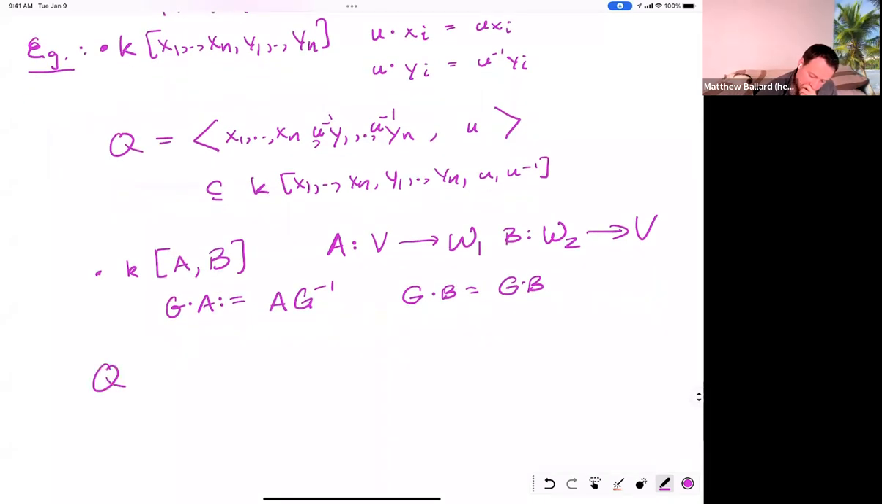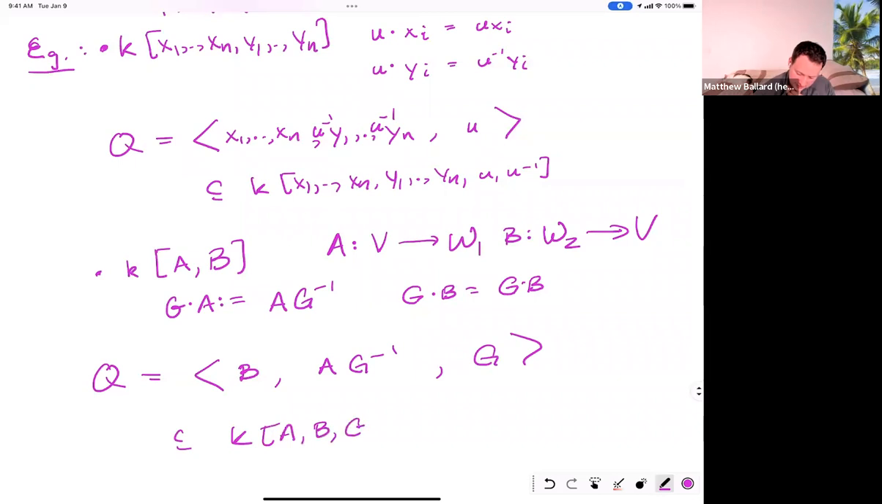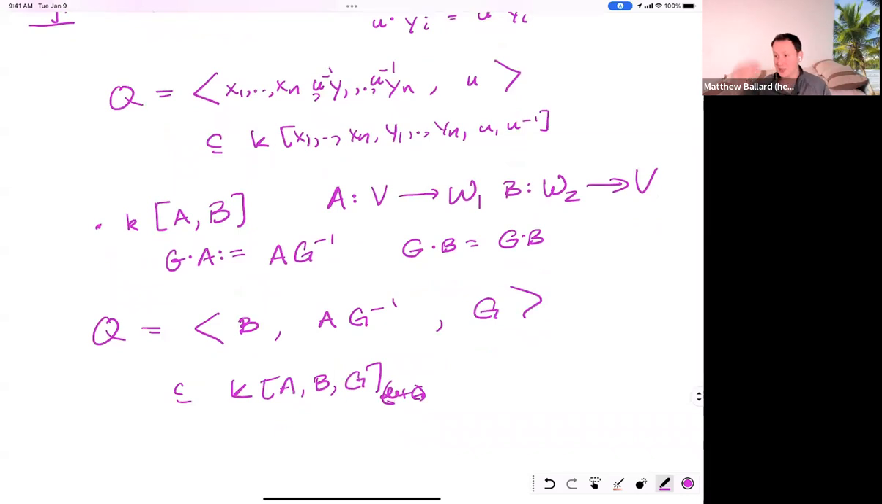And I think about what Q is. Well, I'm going to need B, right? I have G. I'm not allowed to use G inverse. I have B, and then I'm going to need a G inverse. It's contained in K A B. G really, I'll invert the determinant here, so we just keep in mind that's what we're talking about. Okay.